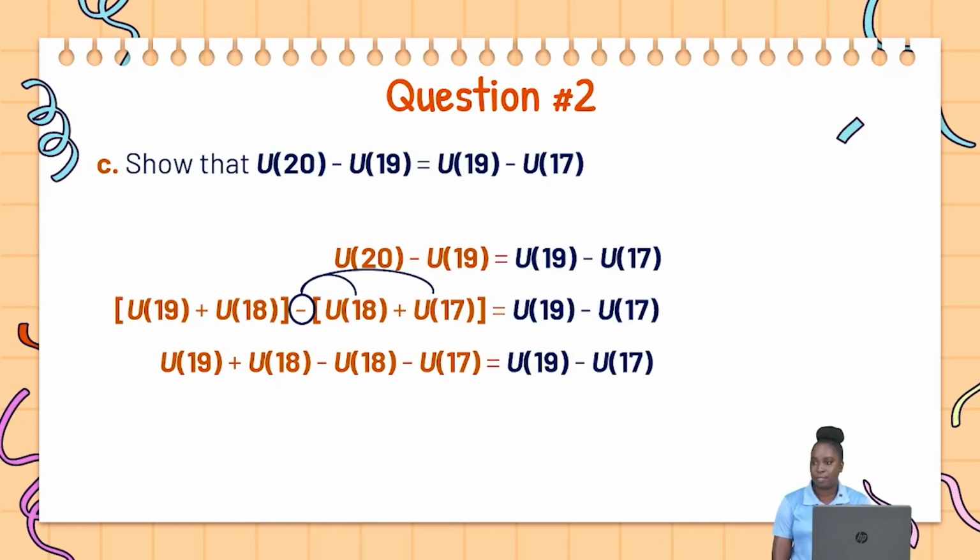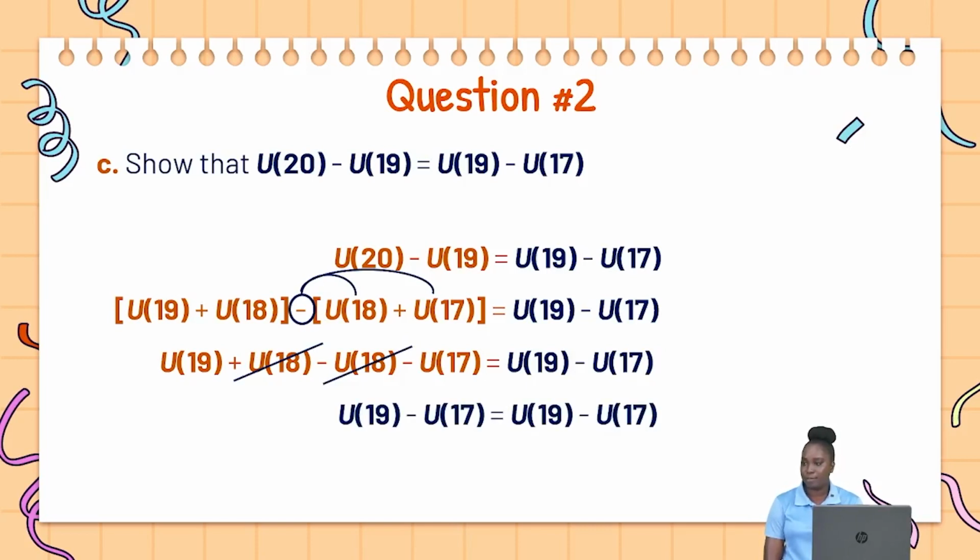And so we can rewrite the left side without the square brackets and distribute the minus sign. So negative times positive is negative. So that leaves u of 18 and u of 17 as negatives. And we also know that if we have a positive u of 18 and we subtract u of 18, that gives us 0. So those disappear. So what do we have left on the left-hand side? Well, u of 19 minus u of 17. And it is, in fact, equal to the right-hand side. And so we would have gone through the process to show that u of 20 minus u of 19 is equal to u of 19 minus u of 17.